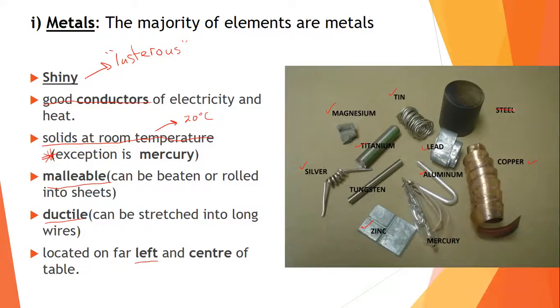This one's wrong here. Steel is not a metal off your periodic table. Steel is actually a combination of different compounds, but iron would be a metal off of the periodic table.